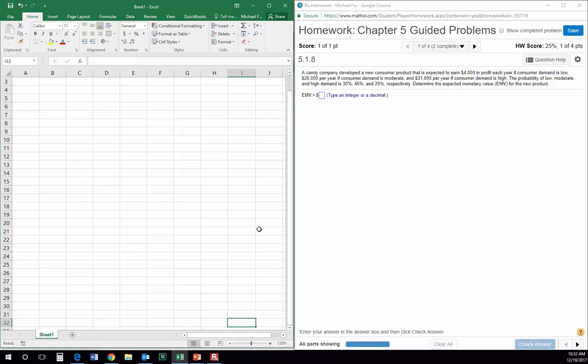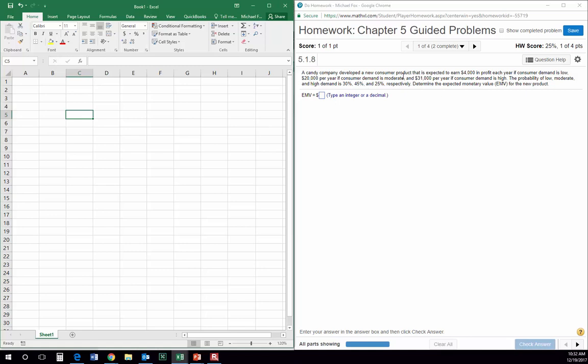So the first one is an expected monetary value, or EMV problem. I think people think these are harder than they are, and so it confuses them, not because of the difficulty, but because of the simplicity, actually.